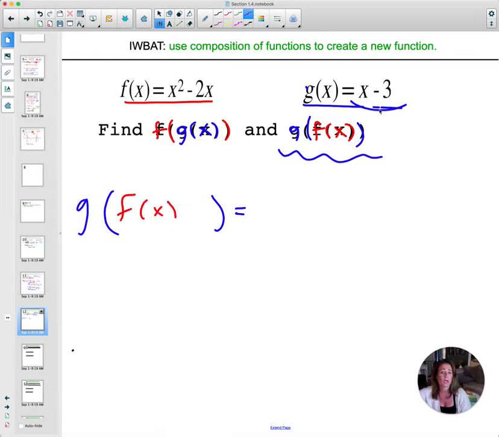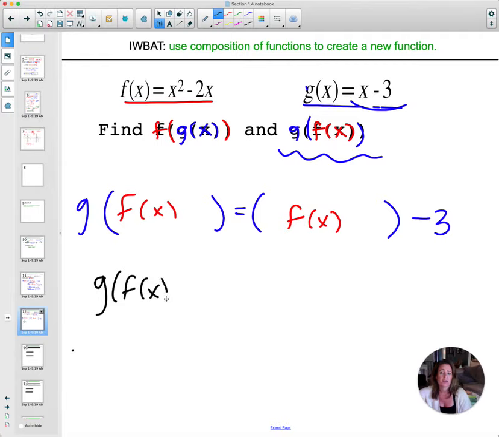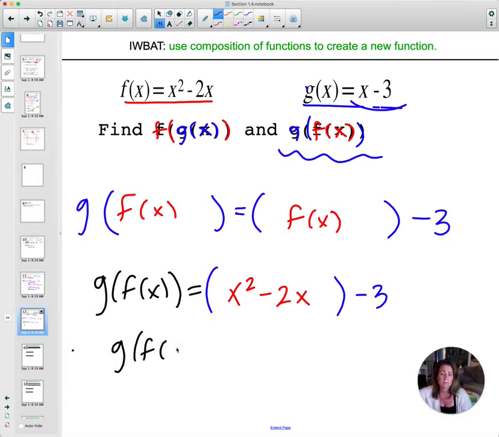So I want to start with the g function. Okay, so we have the input minus 3. And what are we putting into the g function? We're putting f of x in there. Okay, so g of f of x. So plug in for f of x. What is f of x? Okay, f of x is x squared minus 2x. So then we'll just simplify, and that'll get us our final answer.